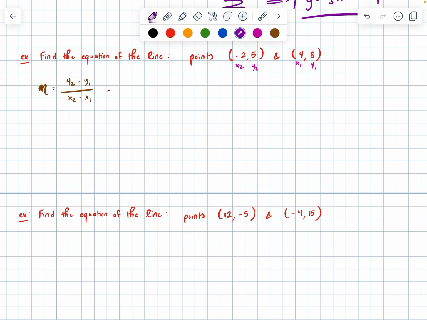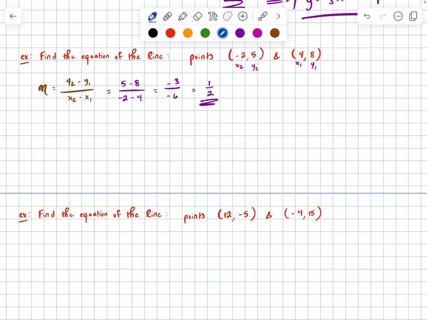Slotting into place, that tells me that 5 minus 8 over negative 2 minus 4 will give me my slope. 5 minus 8 is negative 3. Negative 2 minus 4 is negative 6. Negative 3 over negative 6 reduces to 1 over 2. So my slope is 1/2.